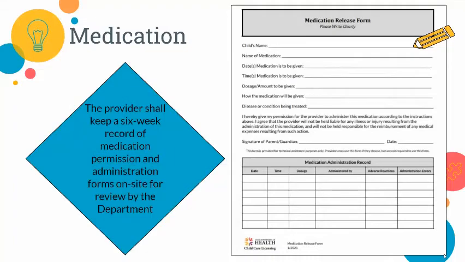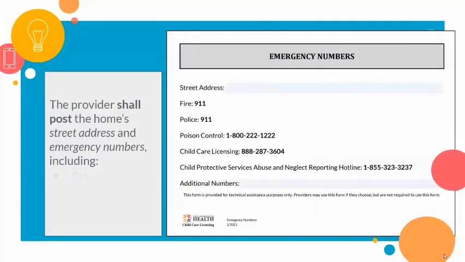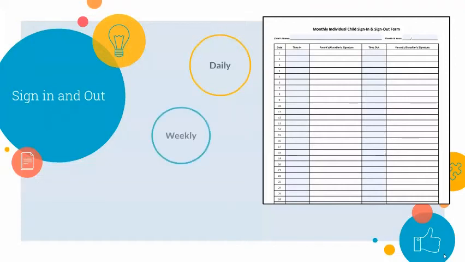The provider shall post the home street address and emergency numbers, including fire, police, and poison control. You can use our form here or create your own. You need sign in and out records. These could be daily, weekly, or monthly sheets, whatever you prefer.